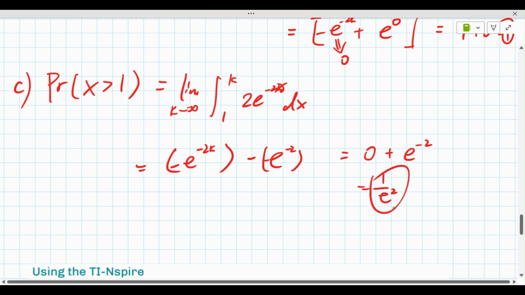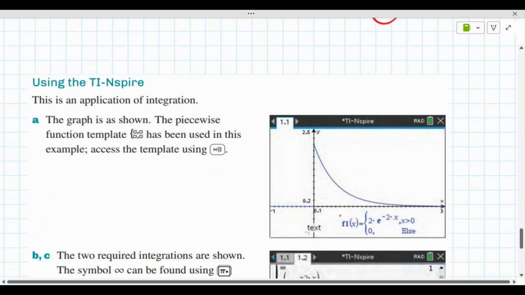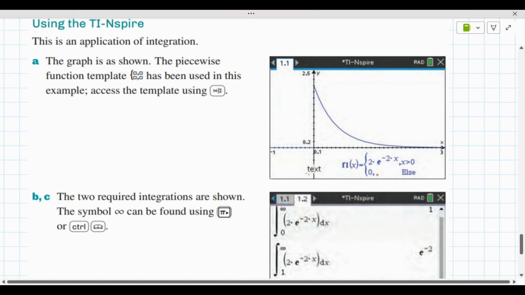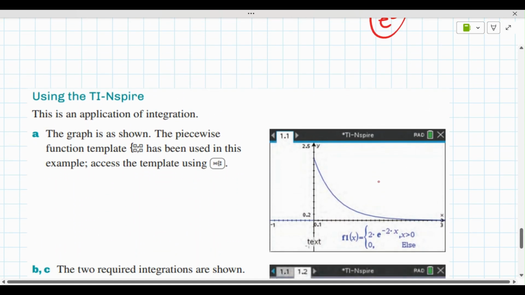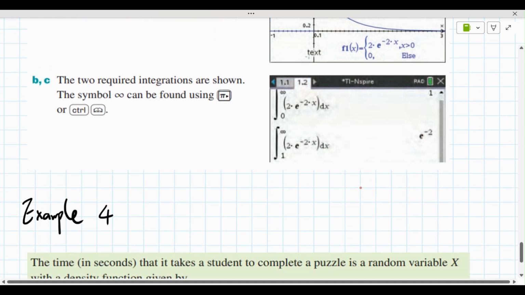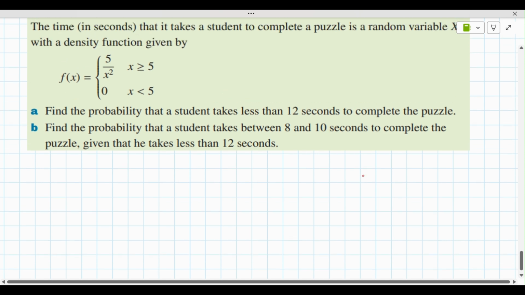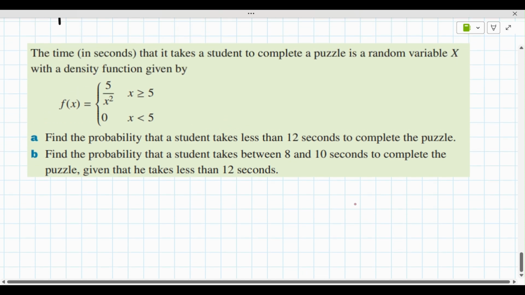If you use the CAS calculator, you can calculate it, and it is around 0.1353. I will show you how to do it by CAS calculator later. Don't panic if you don't know how to do it. That's okay, we can go through that.